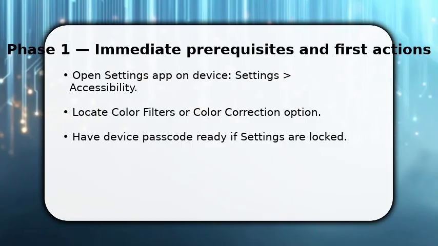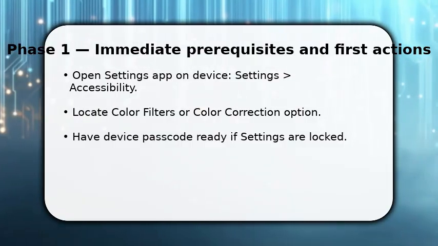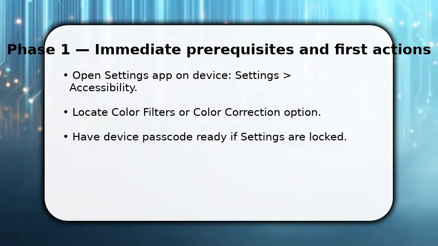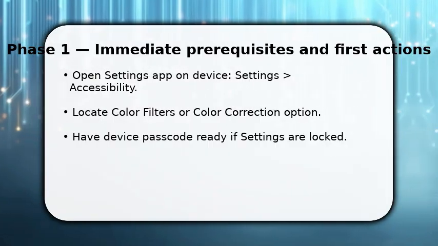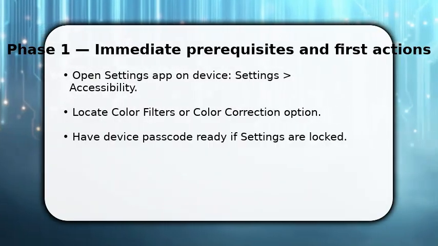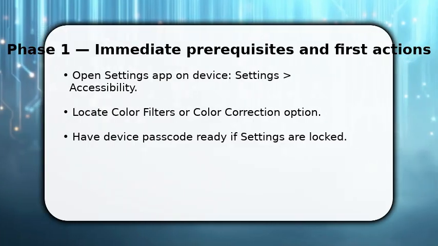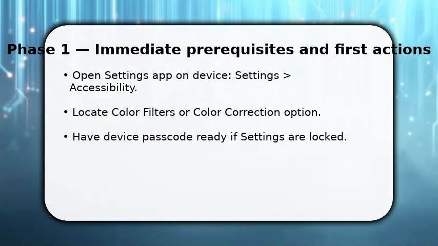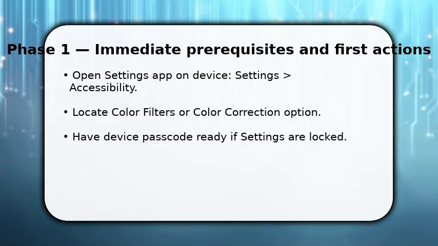You begin by going straight to Settings and tapping Accessibility, because Color Filters live there. Once you find Color Filters or Color Correction, tap it to reveal controls. Make sure your device is unlocked and you can enter a passcode if prompted. You're doing this now so you don't waste time searching menus.